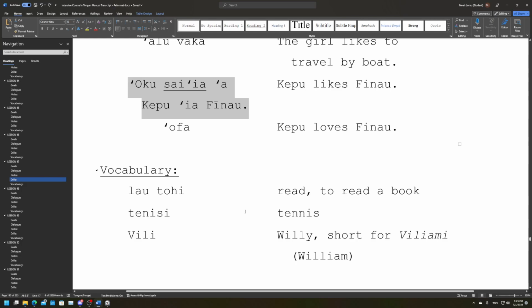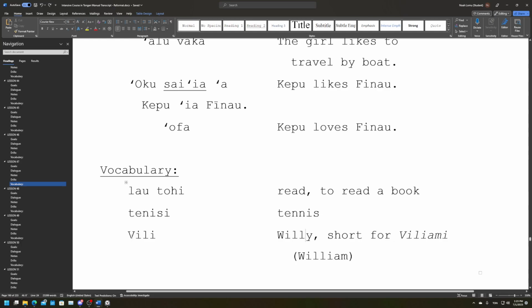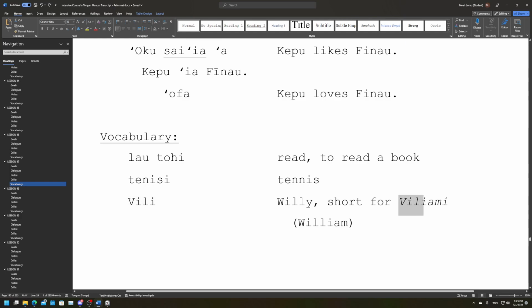And then besides that, tenisi is just tennis. Vili is a pretty common name. It's short for Viliami. It's actually my dad's name. Yeah, my dad's name is Viliami. So I guess it's short for Willie. It sounds pretty close to that in English. And yeah, Viliami is Tongan for William.